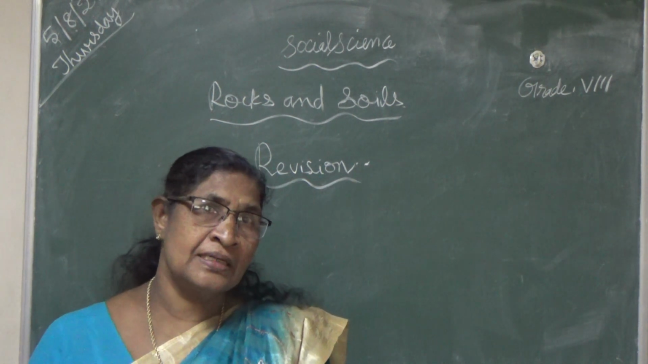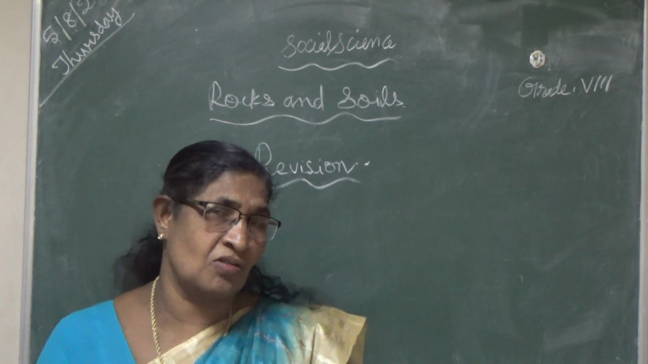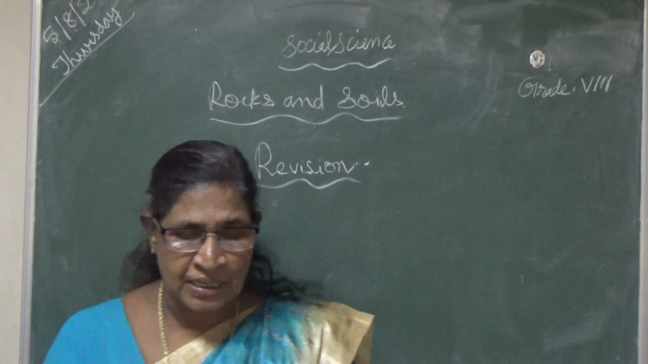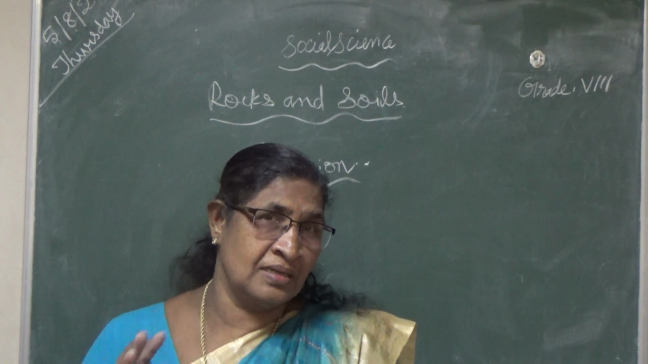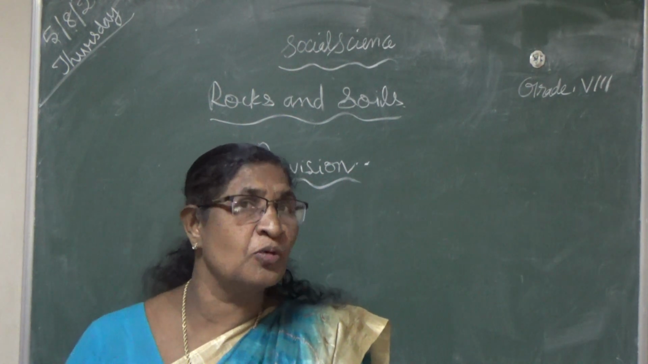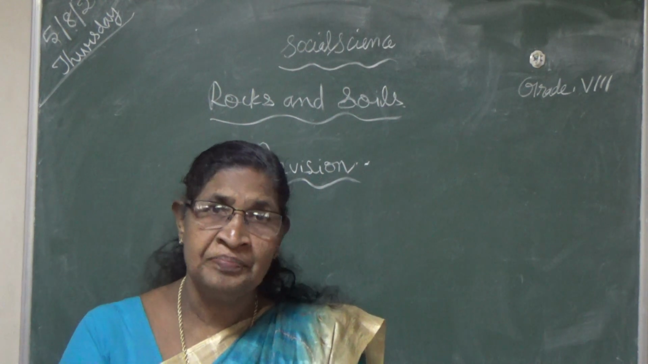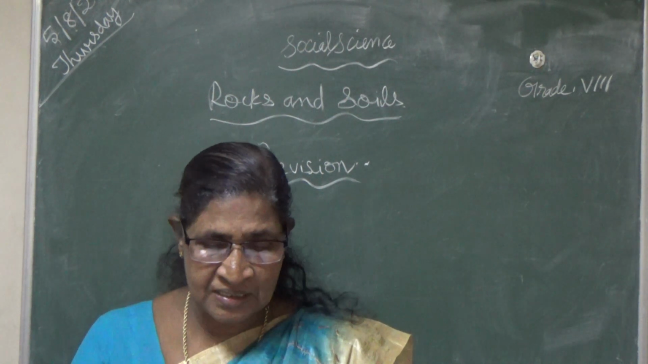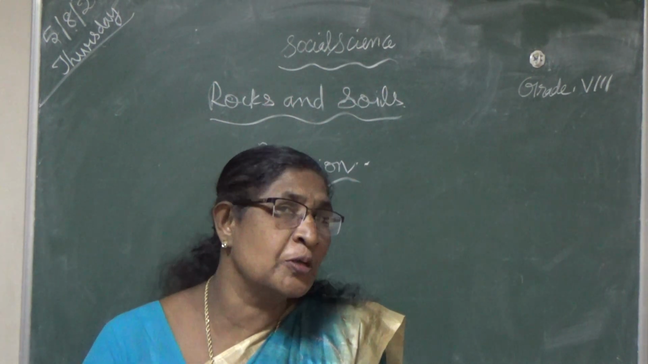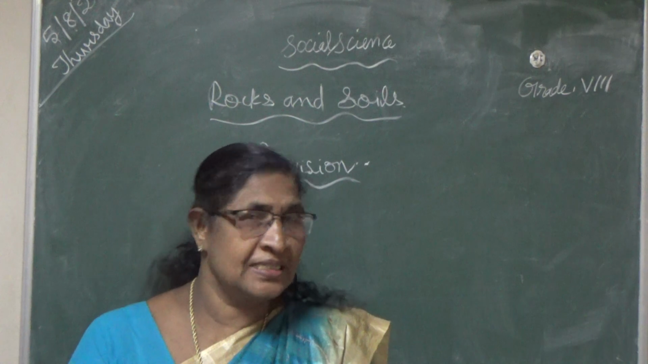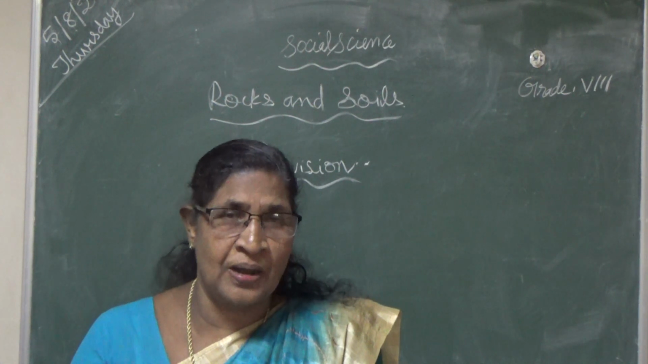Intrusive igneous rocks are again divided into two. Among these, the intrusive rocks mostly contain crystals. Which rocks contain crystals? These intrusive igneous rocks. The deep seated rocks are called plutonic intrusive igneous rocks. Plutonic rocks.